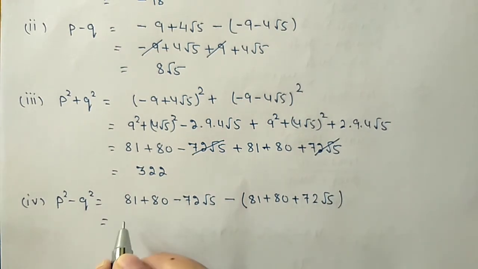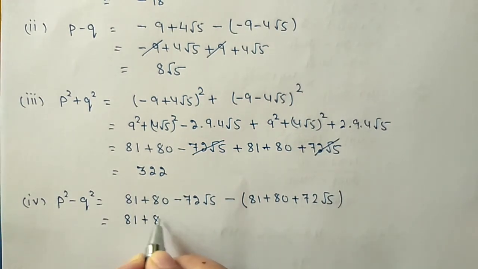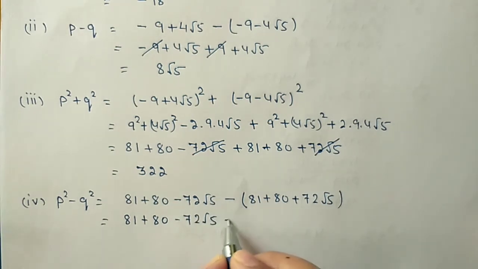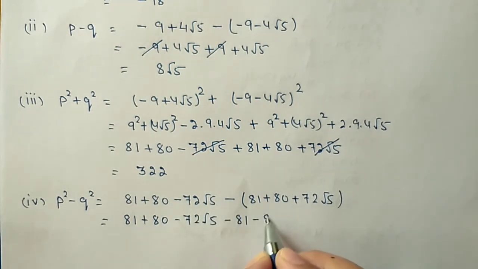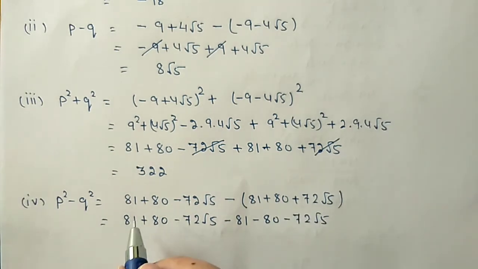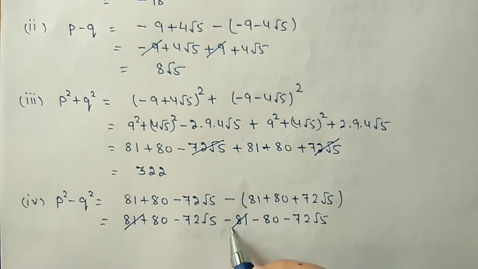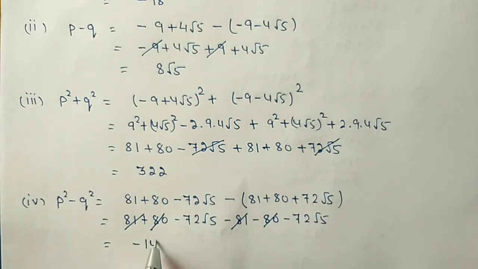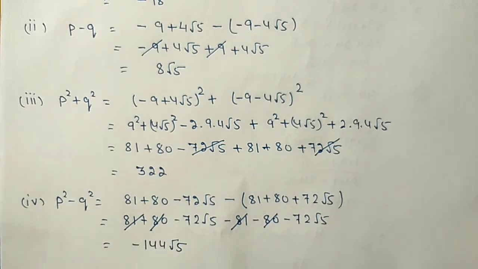Remove this bracket. Symbol will change. And now you can see 81 minus 81, 80 minus 80 and minus 72 minus 72. If we add, minus 144 root 5 is the answer.